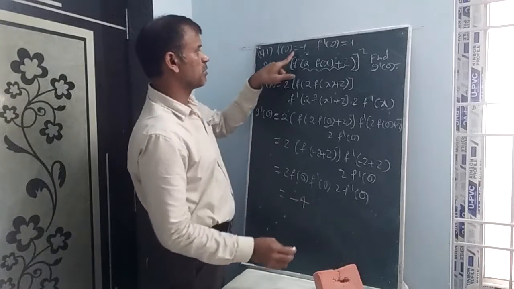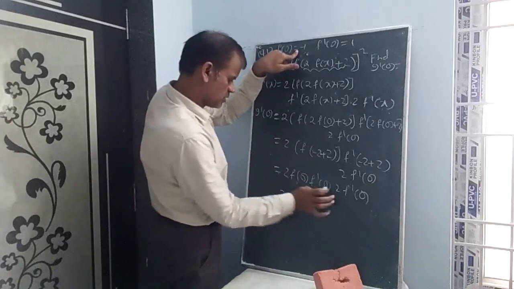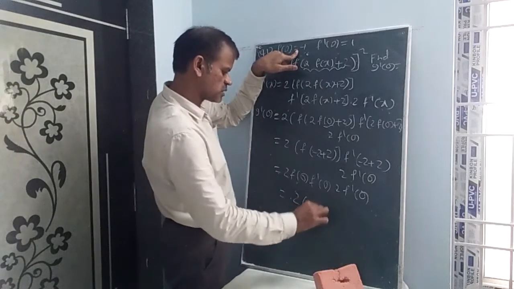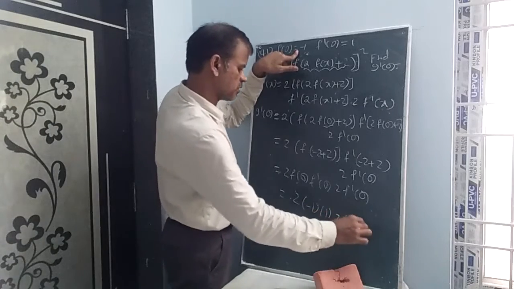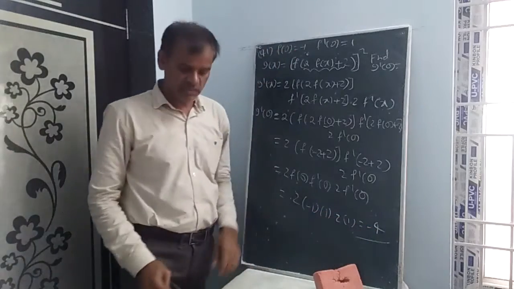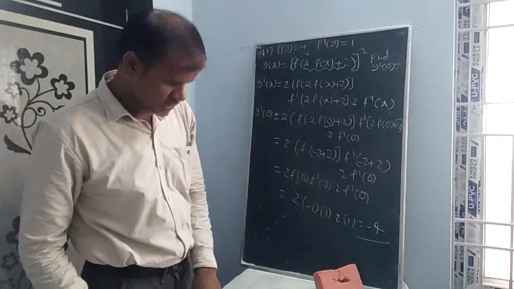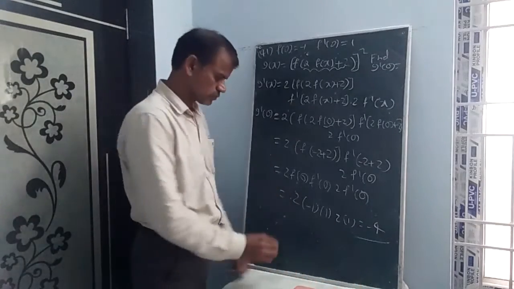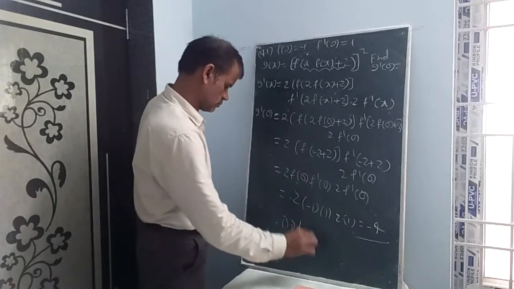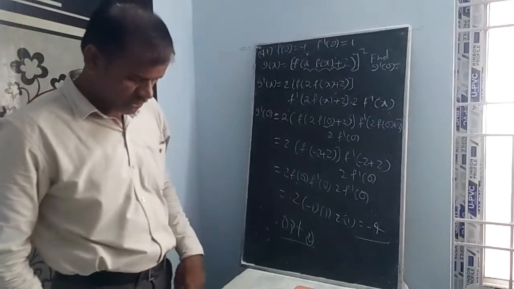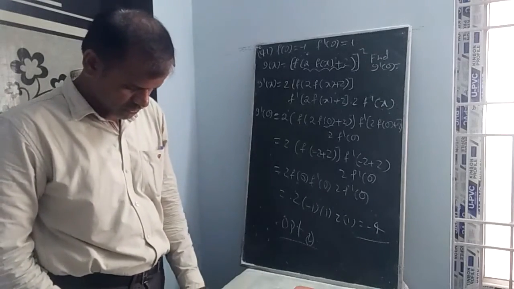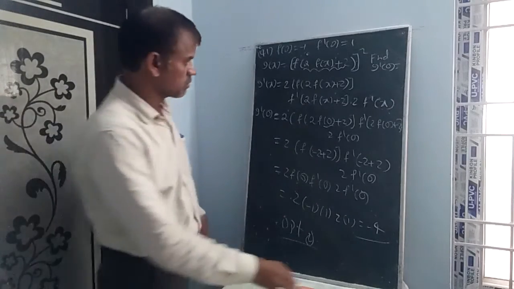Minus 4 directly added, because f of 0 is equal to minus 1. So 2 into this is minus 1 into 1 into 2 into 1. So the answer is minus 4. Minus 4 is option 2. 41 question, second option. Now 40 question.